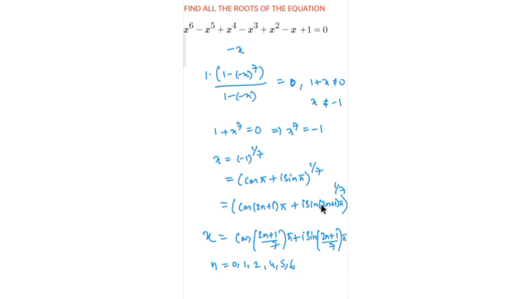We are not going to take the value 3. Why are we not going to take the value 3? If I put n equal to 3, we get x equal to cos (7 by 7 pi), that is cos pi, and the sine term would be 0. So cos pi is basically minus 1, and x cannot be equal to minus 1. So we are just finding all the other complex roots that are possible. That can be from n equal to 0, 1, 2, 4, 5, 6, all the 6 roots. So these are the 6 complex roots possible for this equation.